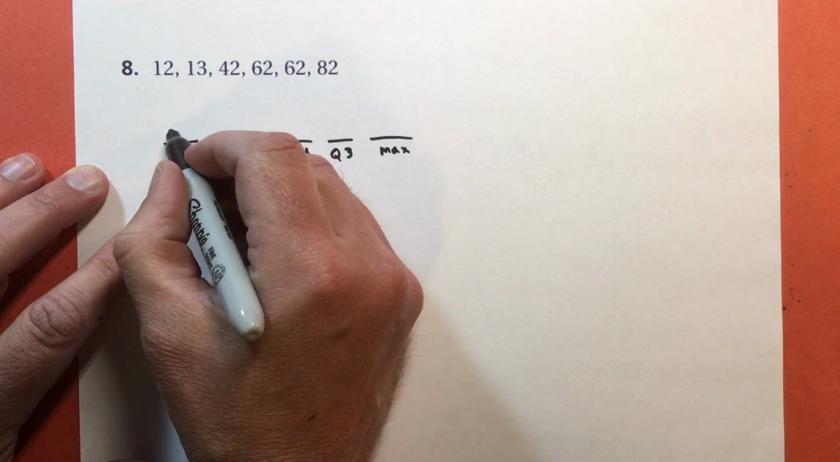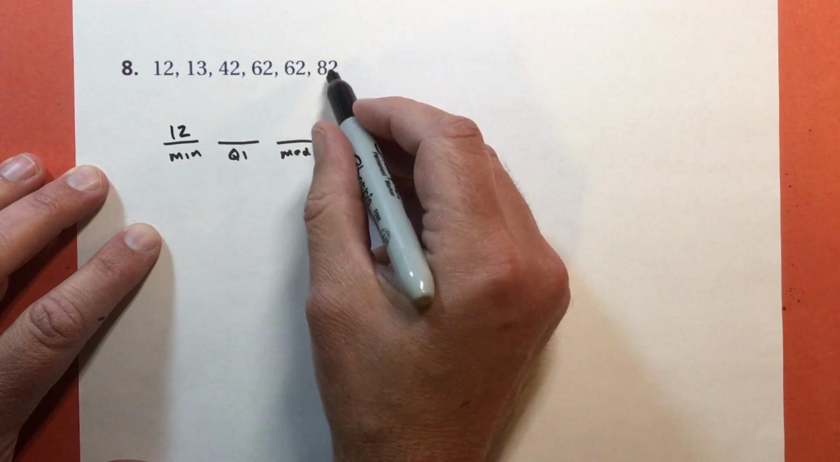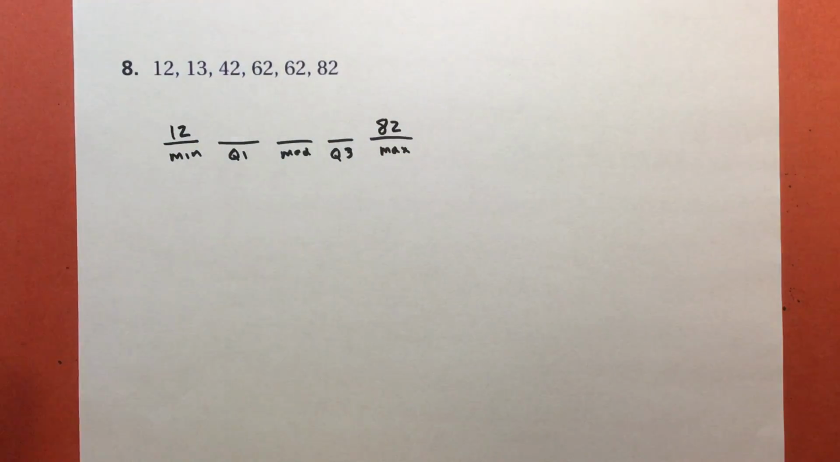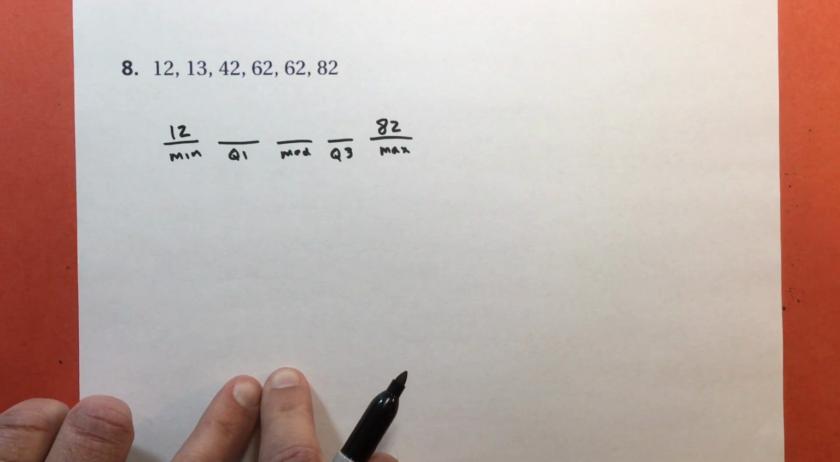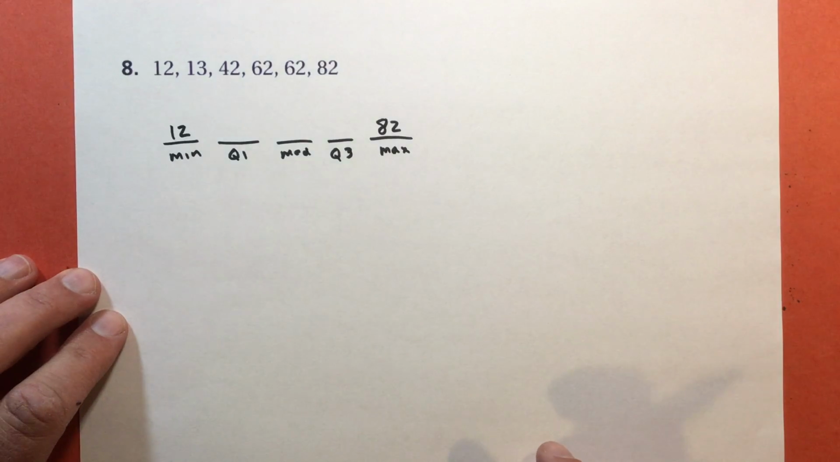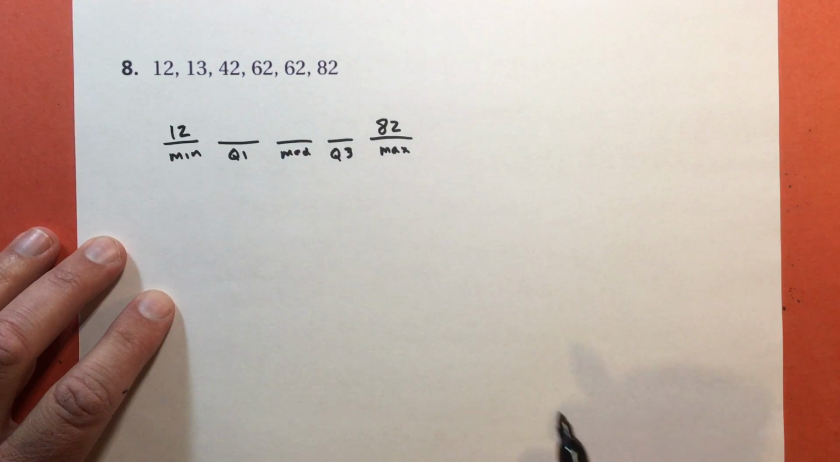My minimum is the smallest number, which is 12. My maximum is the biggest number, which is 82. Already I know that I've got a big range. So when I draw my number line for my box and whisker plot, I'm going to either have to scrunch the numbers down or I'm going to have to draw it really big. I have to decide when I get there.